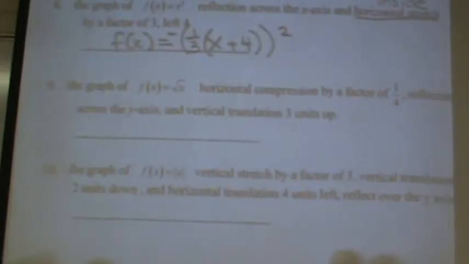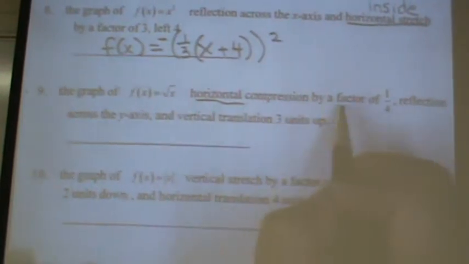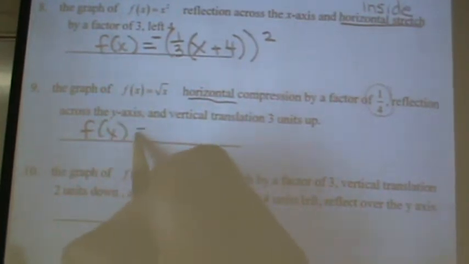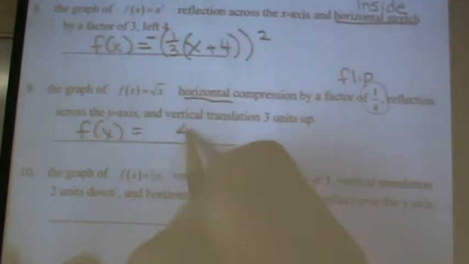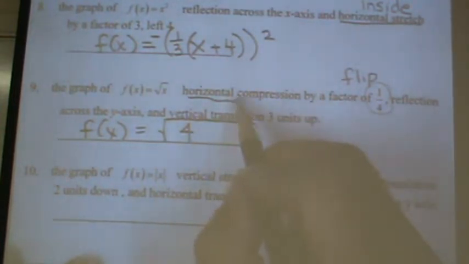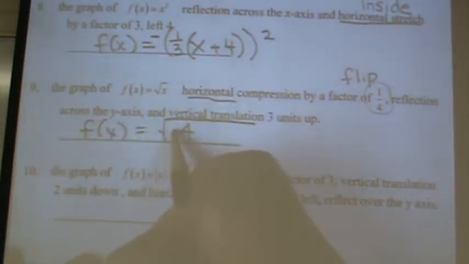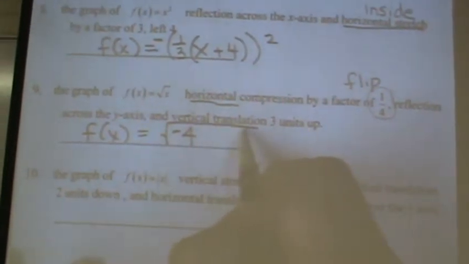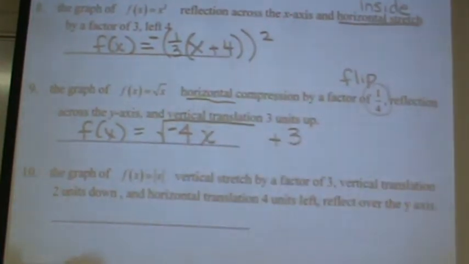Next, number 9, we're going to horizontally, that means inside. If we're going to compress this by a factor of 1/4, this is what we have, f of x equals, instead of 1/4, we have to flip this. We flip 1/4, and you're going to have a 4. Like that, 4, not 1/4. The word horizontal compression, you flip that. That should be a positive 4. And if we reflect this over the y-axis, we have to put a negative with that. And we're going to vertically translate this 3 units up. So this is a plus 3 up here. So I don't have anything else. I'm just going to put my x there.